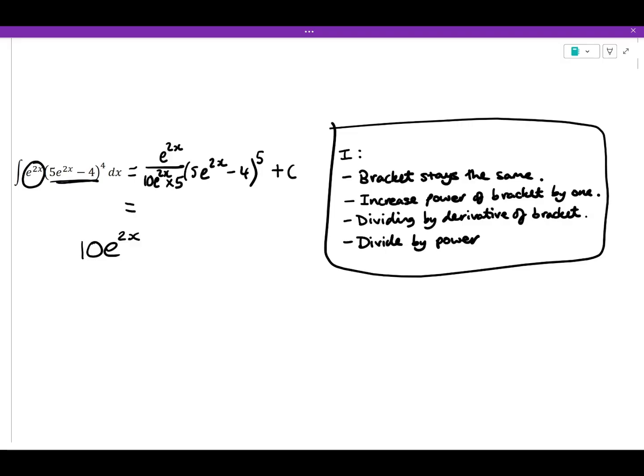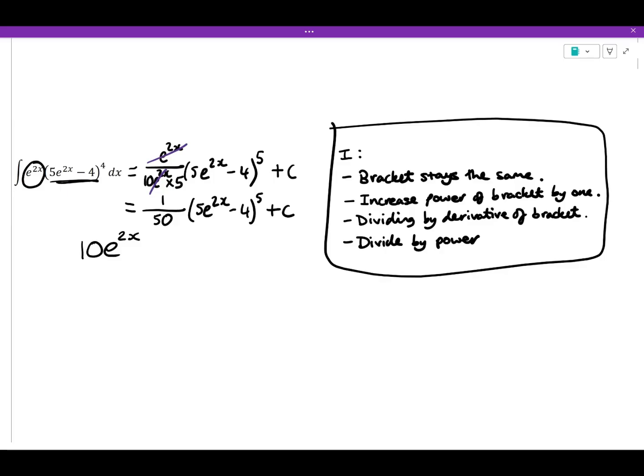We then need to simplify. Well, the e to the power of 2x in the numerator and denominator will cancel. So we're just going to be left with 1 over 10 times 5, which is 50. So our final answer is 1 over 50 times (5e to the power of 2x, subtract 4) to the power of 5, plus c, like that.